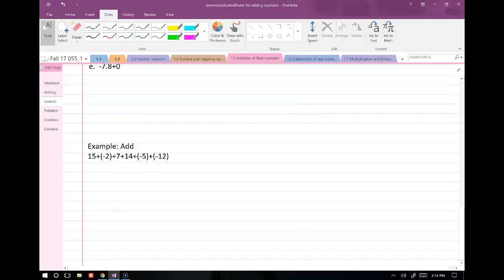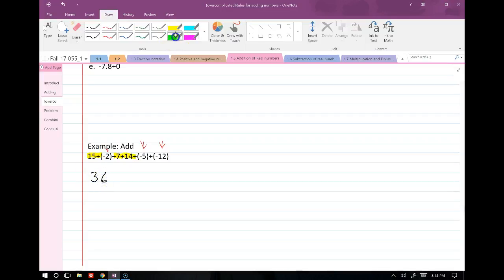Okay, sometimes we'll get an example where we have multiple things to add up. So the thing to do is combine all the positives, combine all the negatives, and then you just have two numbers to deal with, right? So our positives are 14, 7, and 15. What do we get if we add all those together? 36? Yes. So that's 36, right?